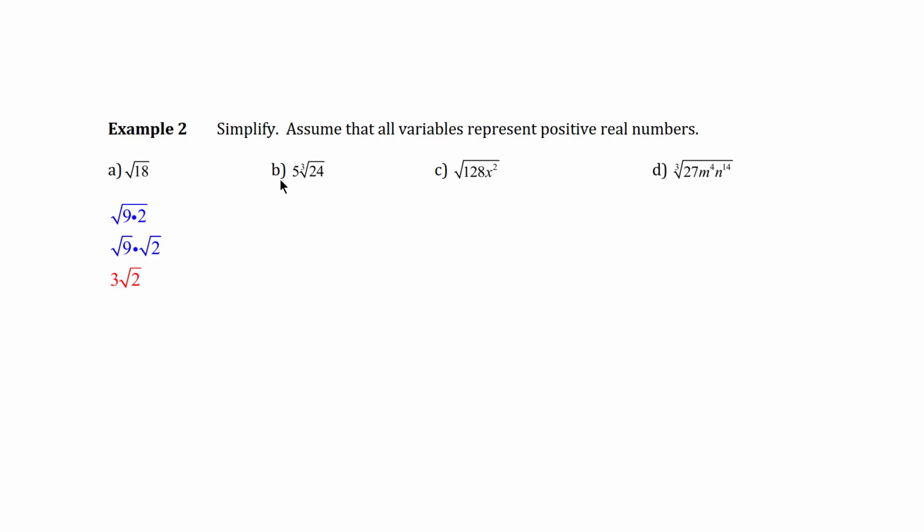Moving on to part B, we have 5 times the cube root of 24. We need to rewrite 24 as the product of two numbers, where one number is a perfect cube. So I rewrote 24 as 8 times 3.